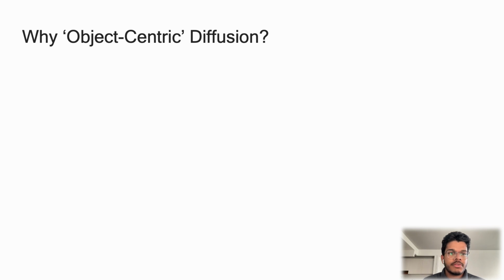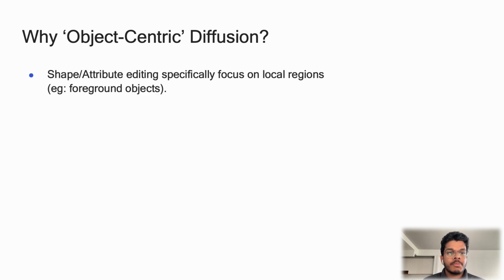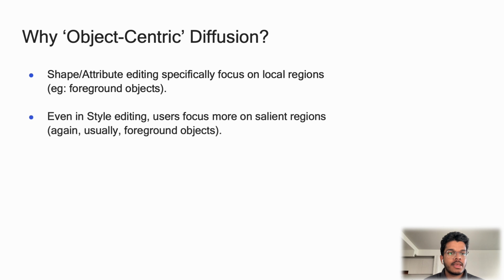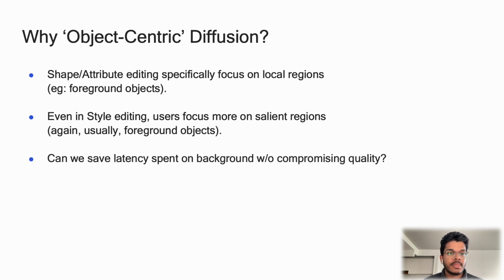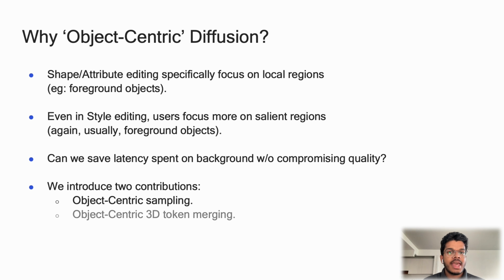So why object-centric diffusion? If you look at shape or attribute editing, they specifically focus on editing only a localized region, for instance, foreground objects. Even in style editing, users mostly focus on salient regions, which means any artifacts in non-salient regions might not be that prominent. So we ask the question whether we can save the latency spent on background without compromising quality. To do so, we introduce two contributions called object-centric sampling and object-centric 3D token merging.